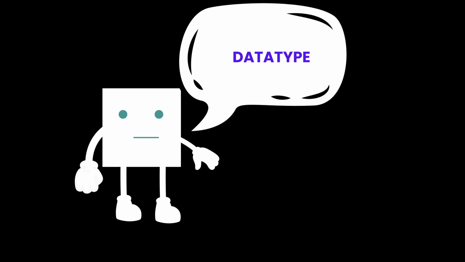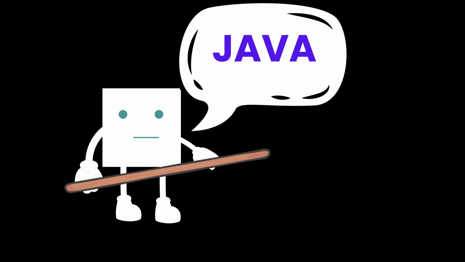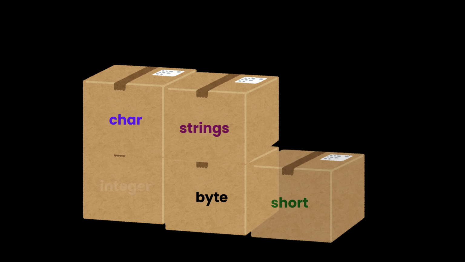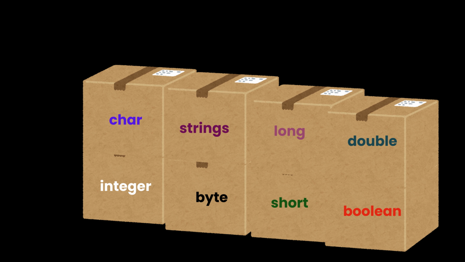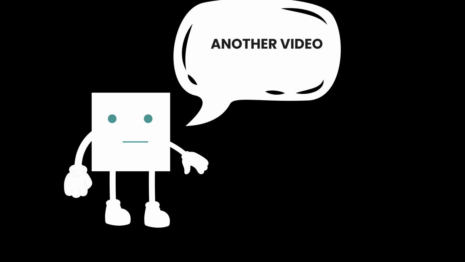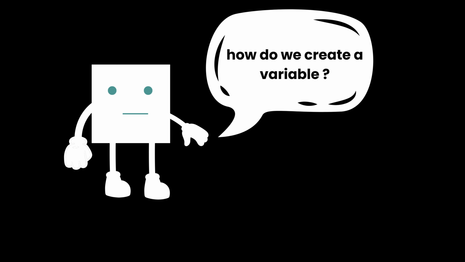For example, the language Java has many different data types, including integer, character, byte, strings, short, long, boolean, double, and float. We will go into detail of exactly what these data types do, but we'll talk about them in another video. Now let's go ahead and see how we write a variable.